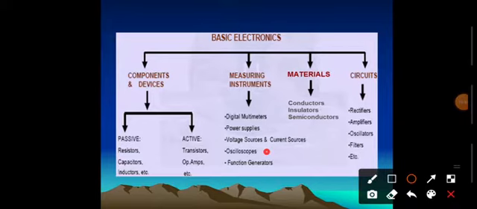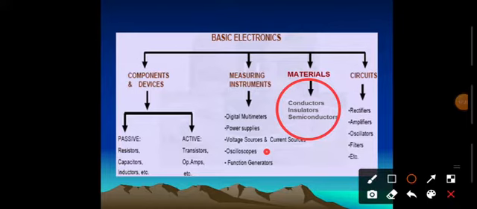Third one, electronic materials. Basically, there are three electronic materials: conductors, insulators, and semiconductors. Okay, all of you are aware of this. You know the basic concepts of all these. Conductors are good conductors of electricity, that means current flows through them. All metals are conductors. Insulators are bad conductors of electricity, like rubber, wood, glass. Electricity or current cannot flow through these materials. That's why they are called insulators.